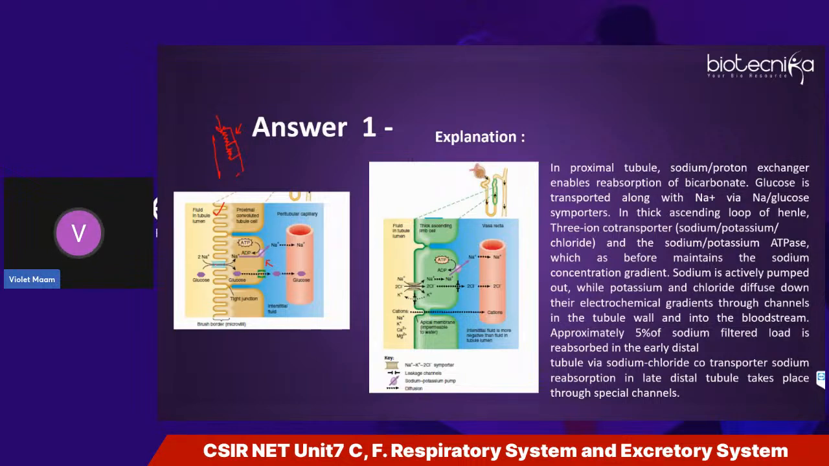And then here you can see that there are symporters. Why symporter? Because the sodium and the glucose are moving in the same direction, right? So is it active transport or is it a passive transport that is taking place over here? Can anybody tell me, is it active or passive?